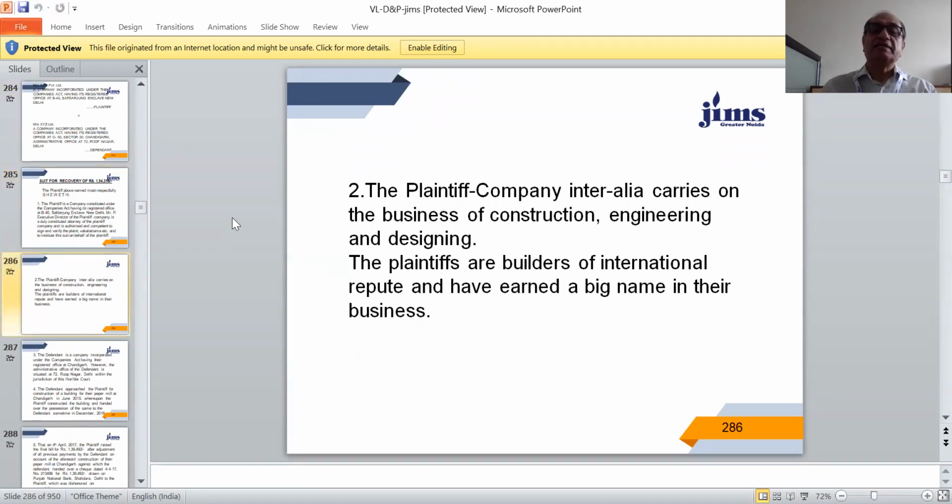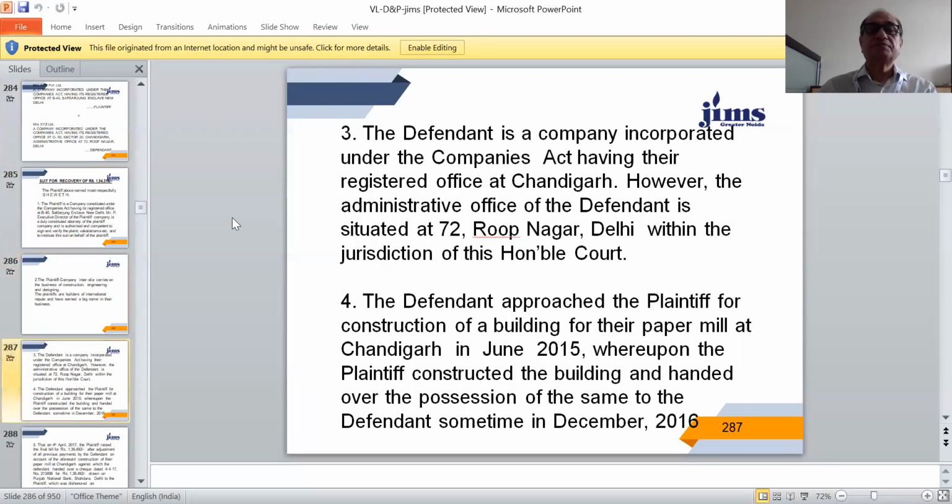Para 2, that the plaintiff company inter alia carries on the business of construction, engineering and design. The plaintiffs are the builders of international repute and have earned a big name in their business. Para 3, the defendant is a company incorporated under the Companies Act having their registered office at Chandigarh. However, the administrative office of the defendant is situated at 72 Roopnagar, Delhi, within the jurisdiction of this honorable court.